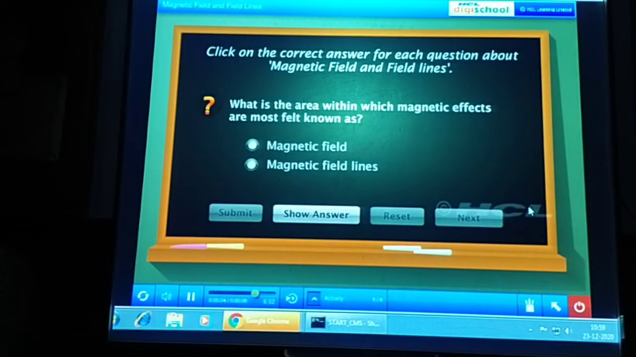Okay, click the correct answer of the following questions about magnetic fields and magnetic field lines. What is the area within which magnetic effects are most felt known as? Magnetic field. Let's see. Magnetic field. Very good. Next.